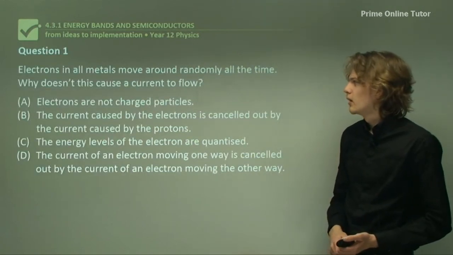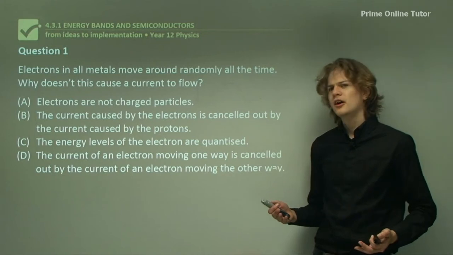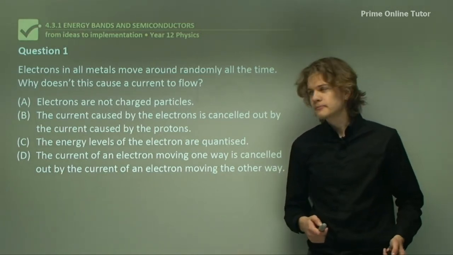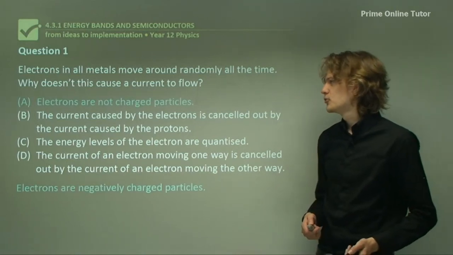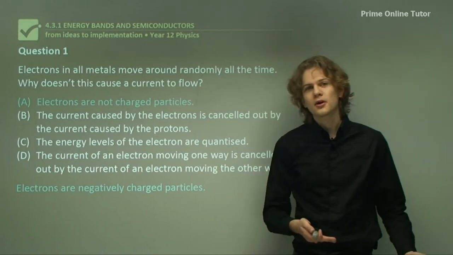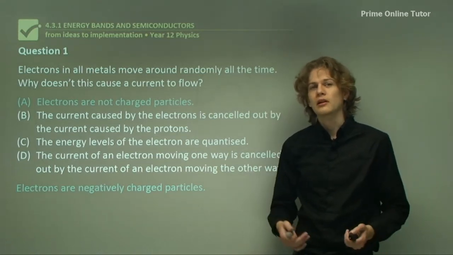Question 1. Electrons in all metals move around randomly all the time. Why doesn't this cause current to flow? Let's go through the options. Is it A, electrons are not charged particles? Well, we know this can't be the case because electrons are negatively charged particles. We can see this because they move in an electric field.